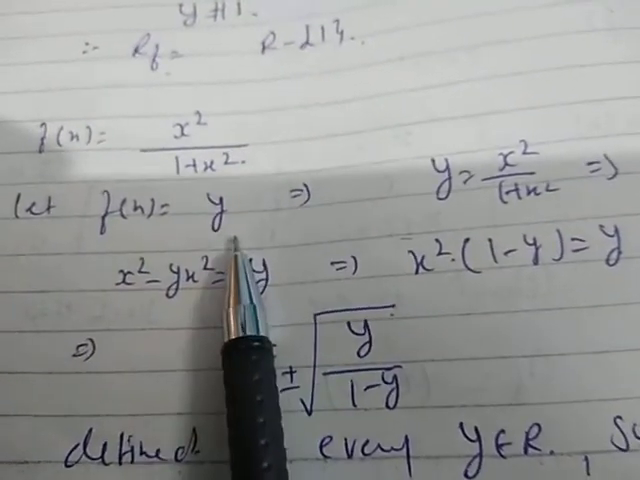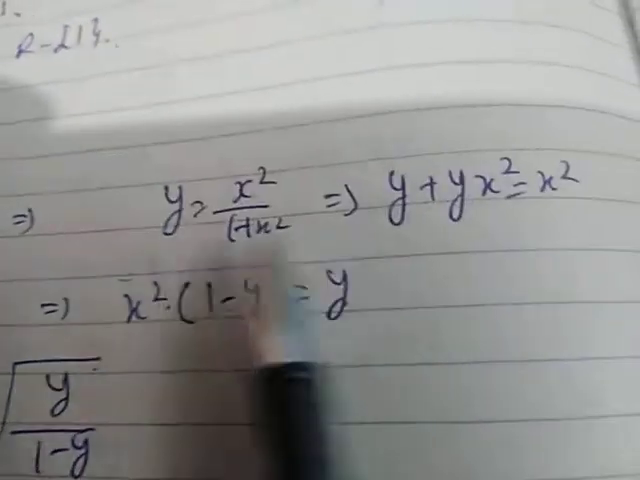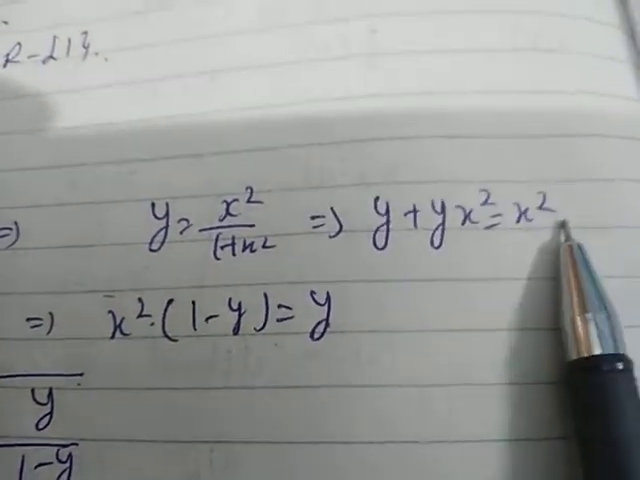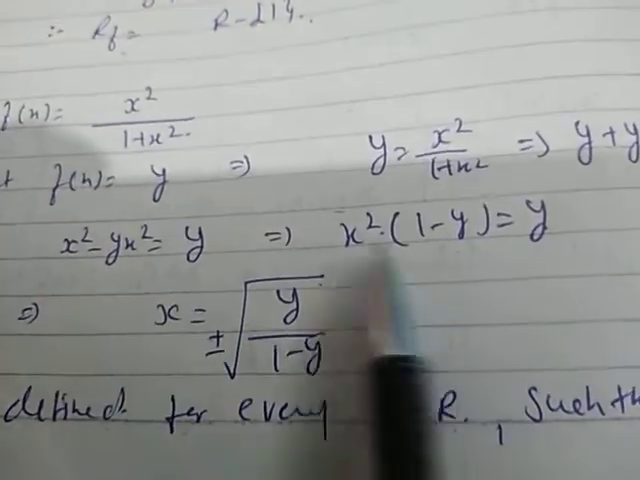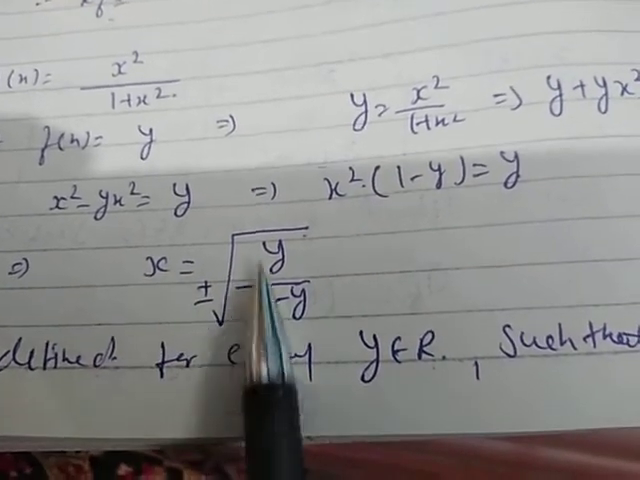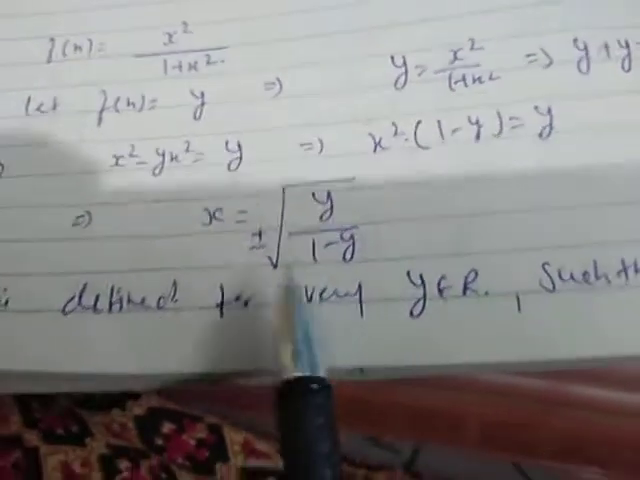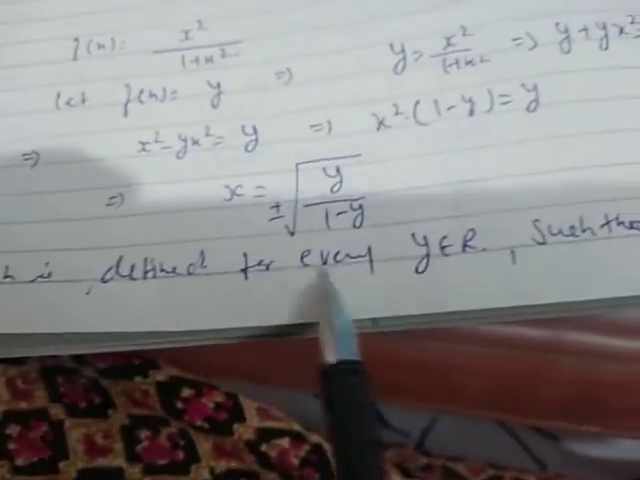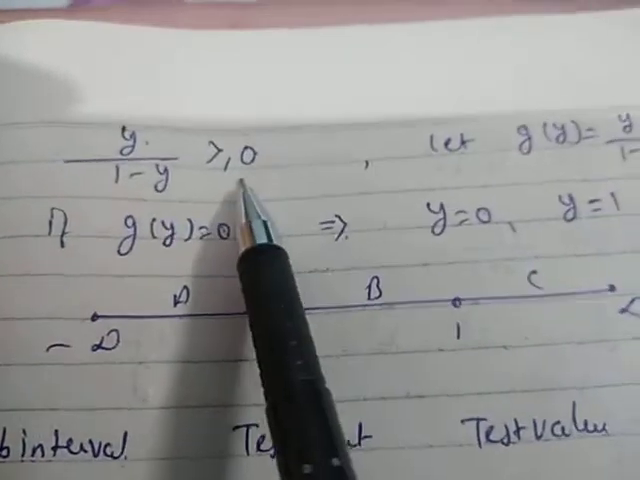f(x) = y = x²/(1 + x²). It implies y + yx² = x². Then x² - yx² = y. Take x² common: x²(1 - y) = y. x = ±√(y/(1 - y)), because it is a quadratic. Now, this is defined for every y belongs to R such that y/(1 - y) is greater than or equal to 0.